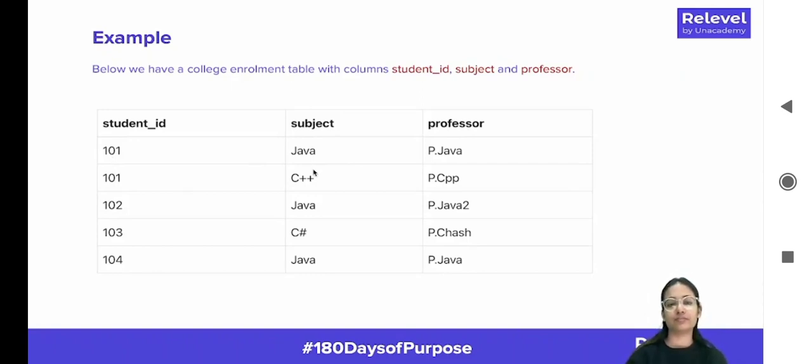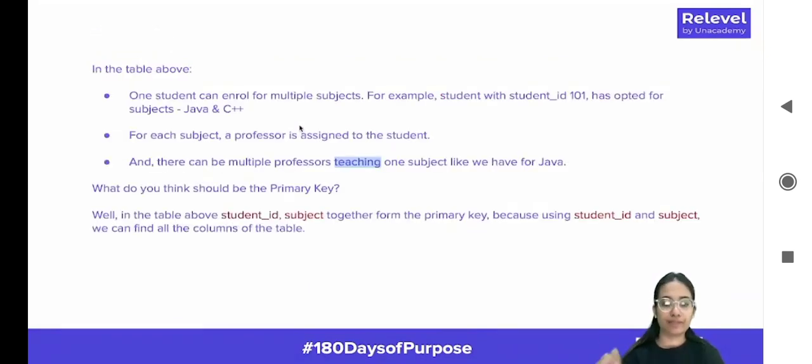Think. If I know the student ID and subject, will that work? Maybe yes, maybe no. Okay, let's take a look. So here, if we have student ID and subject, they can actually perform and become a primary key.